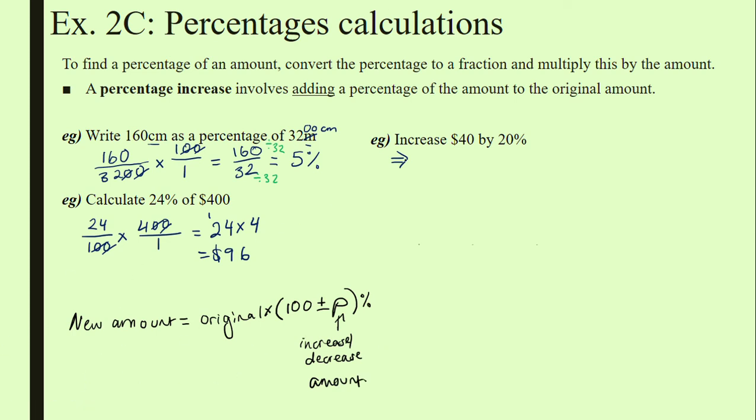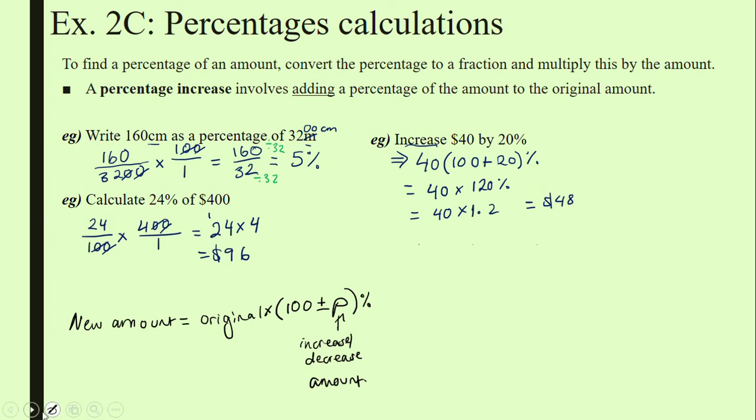So what that means is we're going to now substitute those into there. The original price is $40. We're going to multiply that by 100. We're increasing, so we plus 20%. That is the same as saying 40 times 120%, which, if we convert that to a decimal, is 40 times 1.2, and that equals, any which way that you like, $48.